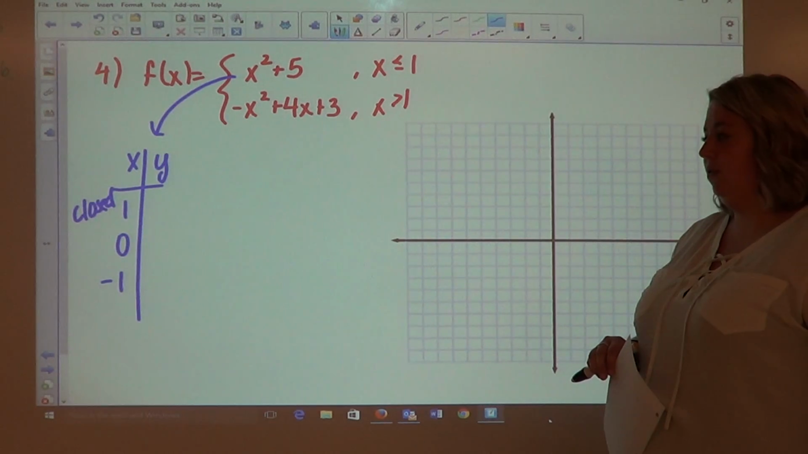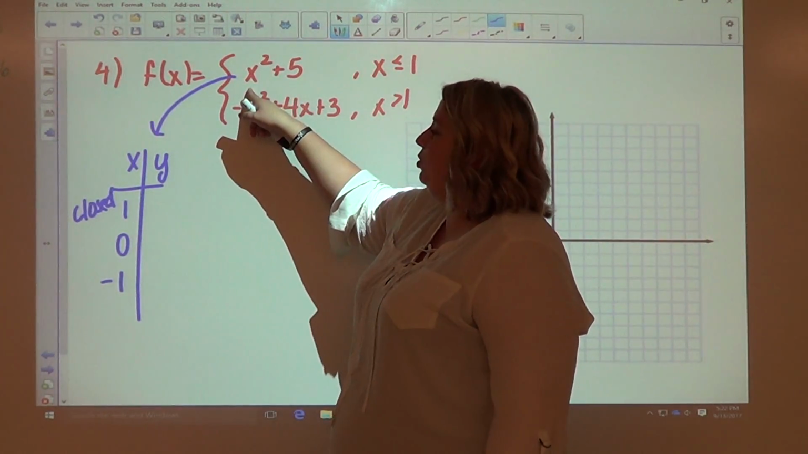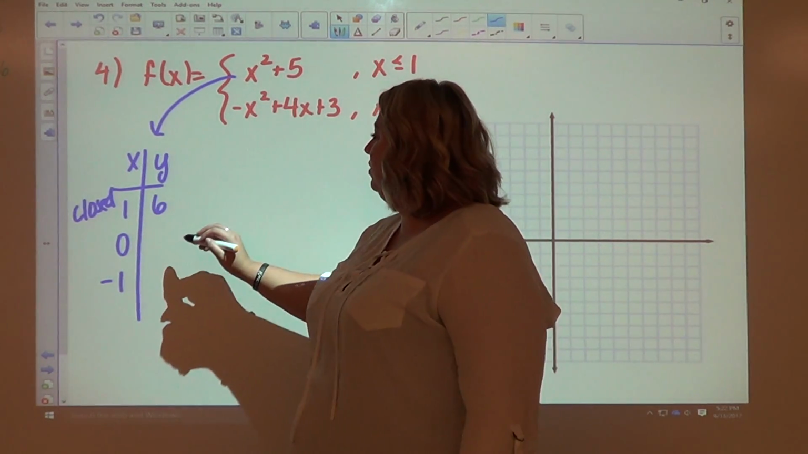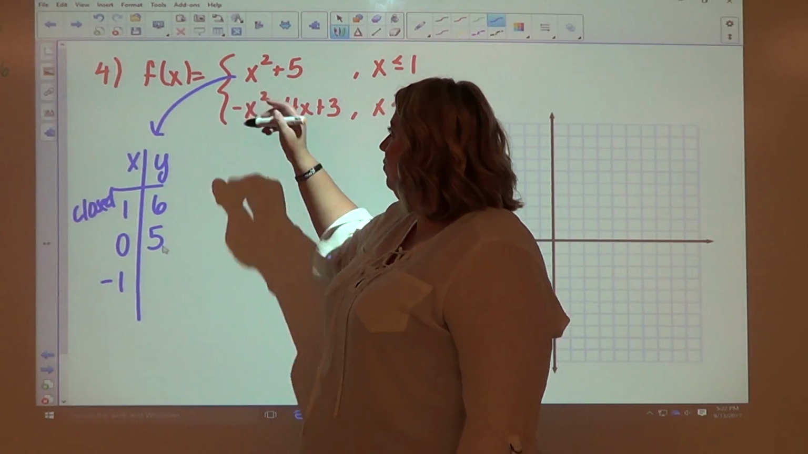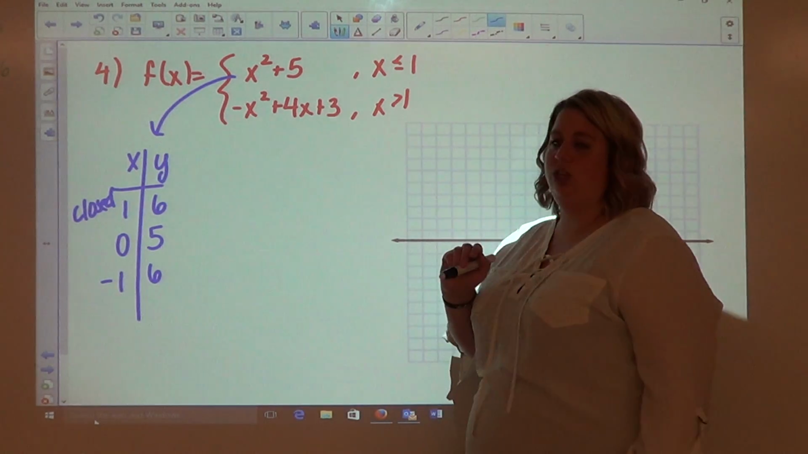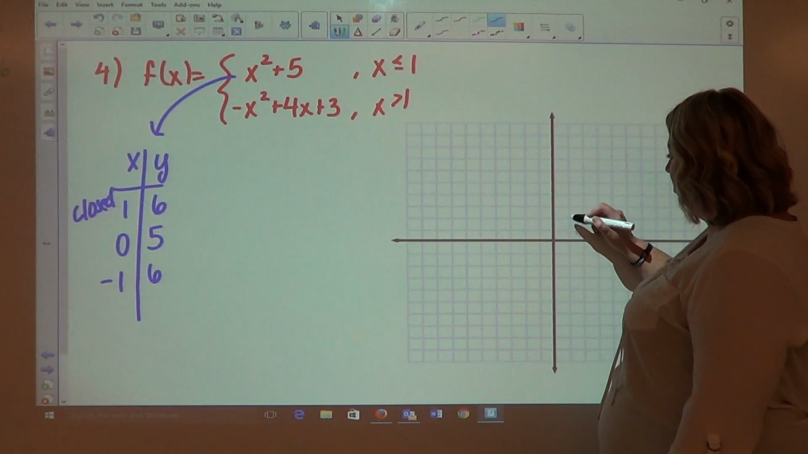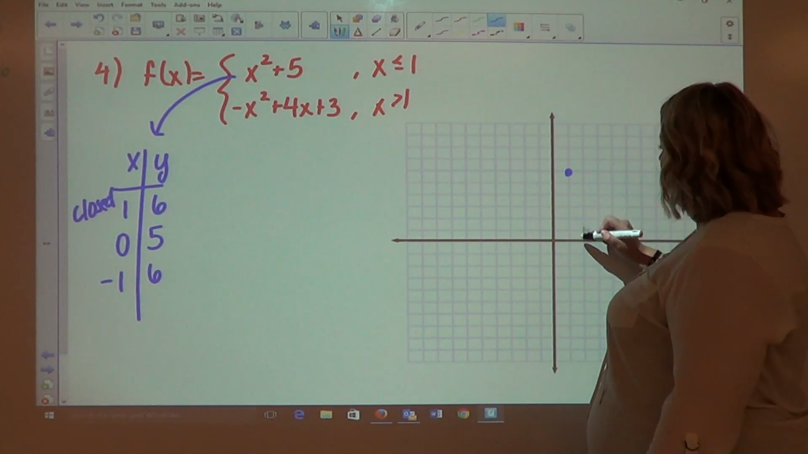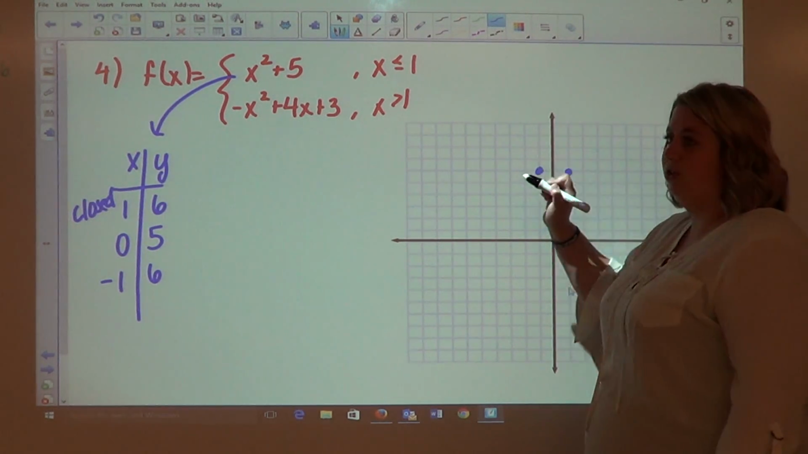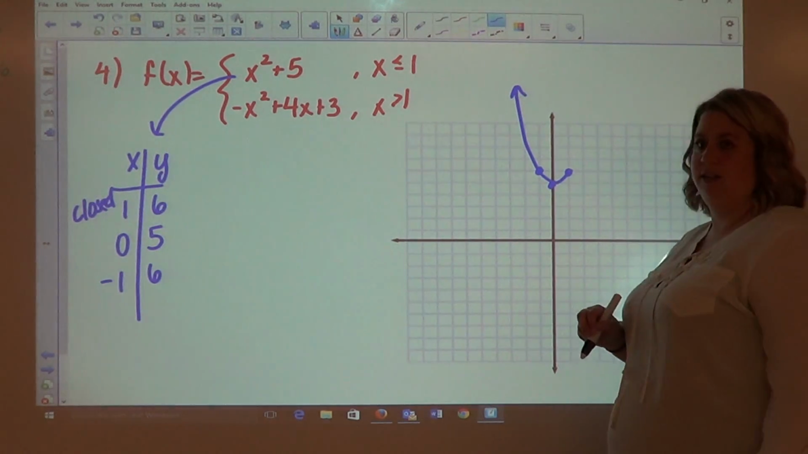Thank you. Okay, so I have 1 squared, which is 1, plus 5 is 6. 0 squared, 0, plus 5 is 5. Negative 1 squared is 1, plus 5 is 6. Okay, these are quadratics, so there's a chance you're going to have a curve in them. So I have 1, 6, 0, 5, negative 1, 6. Okay, and the numbers are going less than, so when I make this, my graph actually is going to look like that.